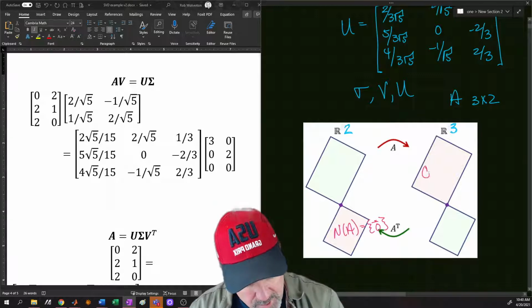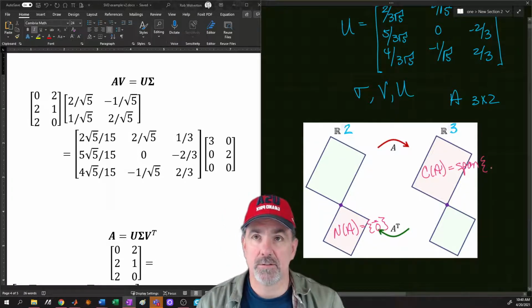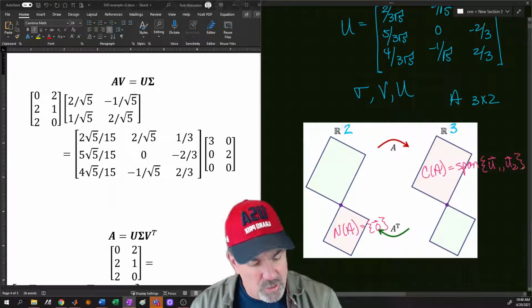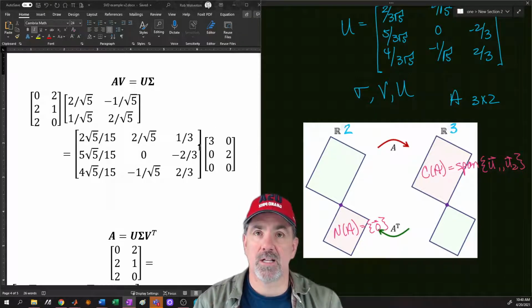Similarly, the column space, as we discussed before, is equal to the span of which vectors? The first 2 vectors in U, because I have 2 non-zero singular values. And if you look at the matrix multiplication, it's very clear. If I do this matrix multiplication, I'm going to get 3 times the first column and 2 times the second column. The third column gets multiplied by 0 in both cases. So the third column here is not part of the column space of A.